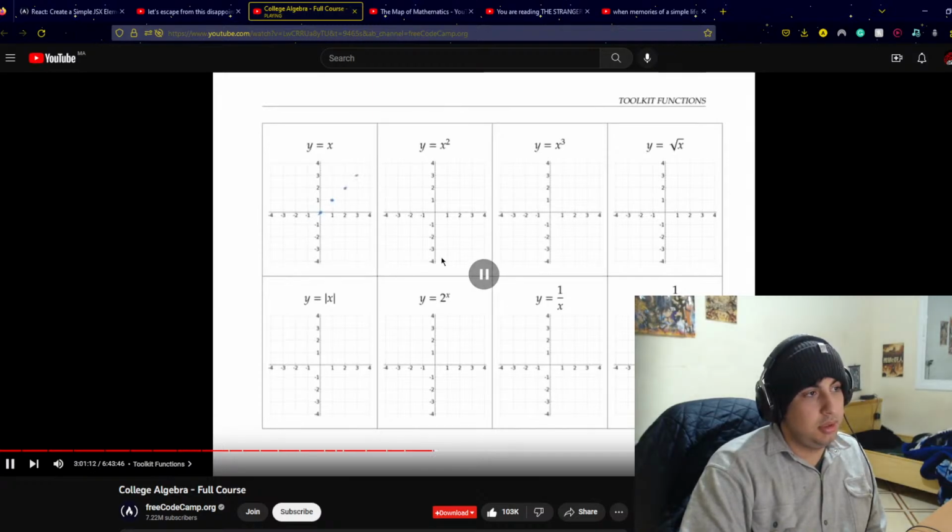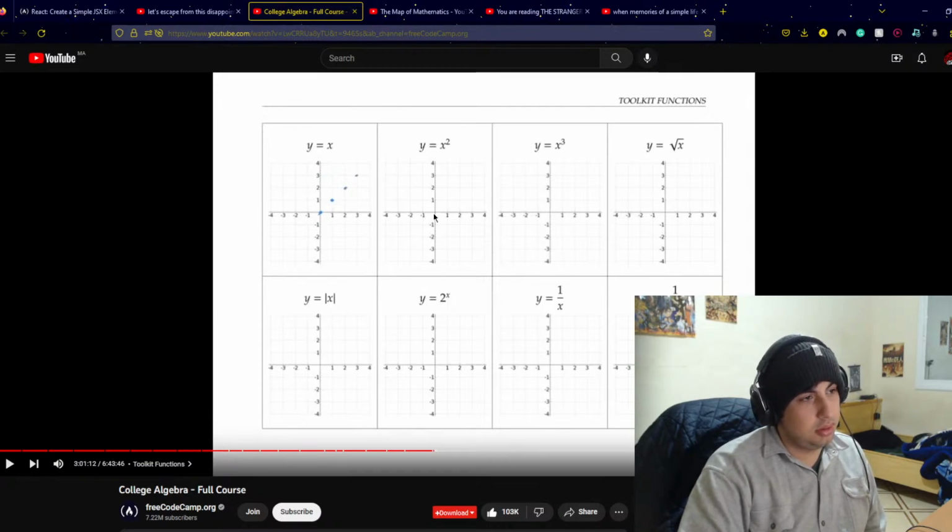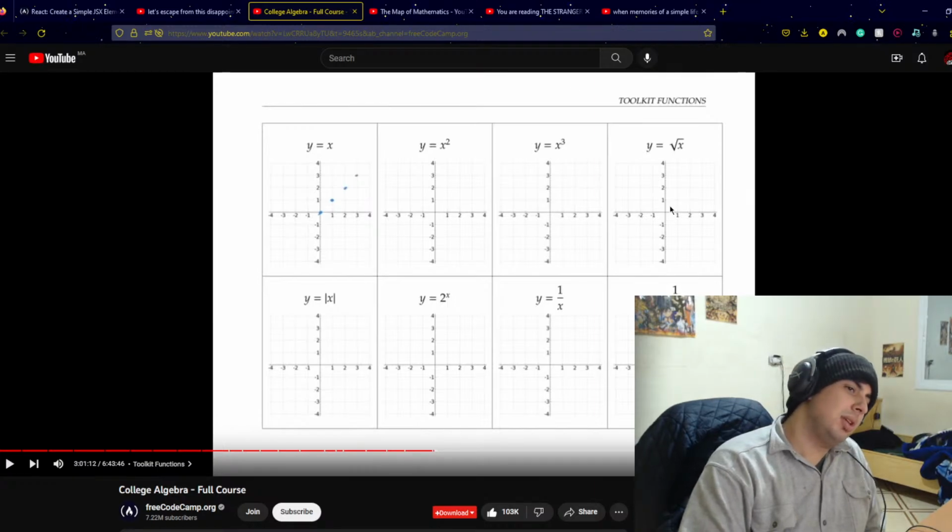This is exponential, so it will be like y equals... It will be like this, so like exponential. This is like super exponential. This is actually gonna be y equals x.